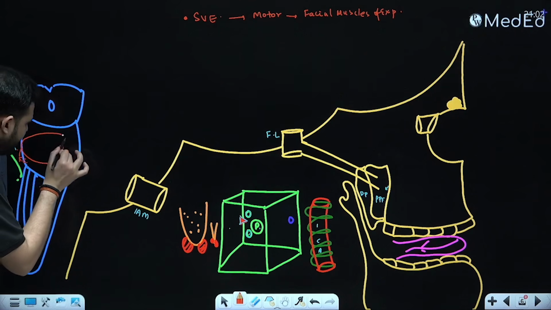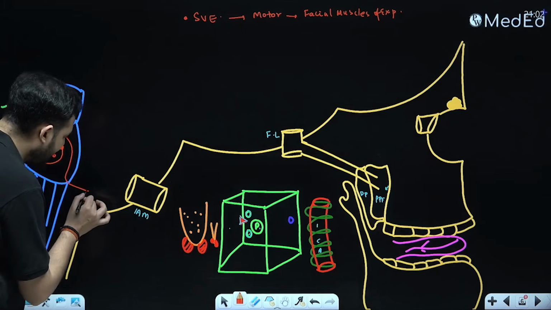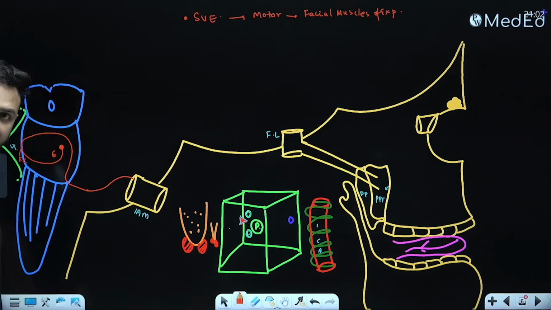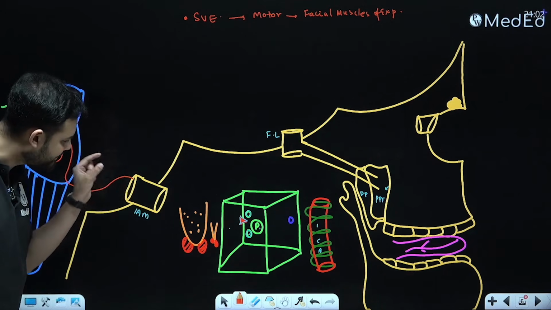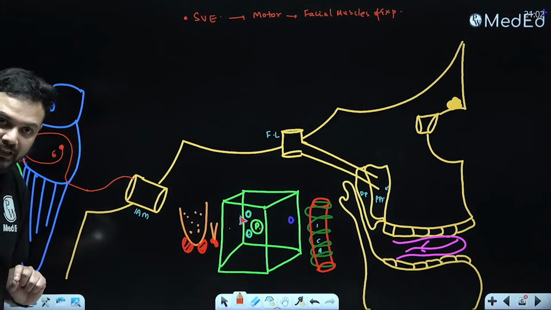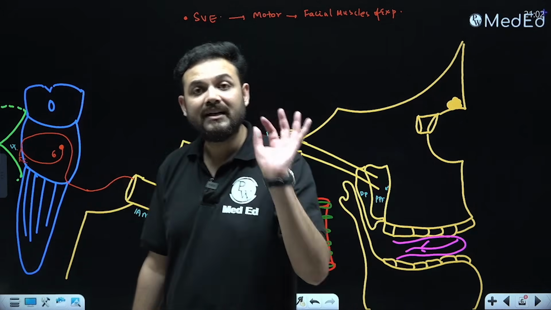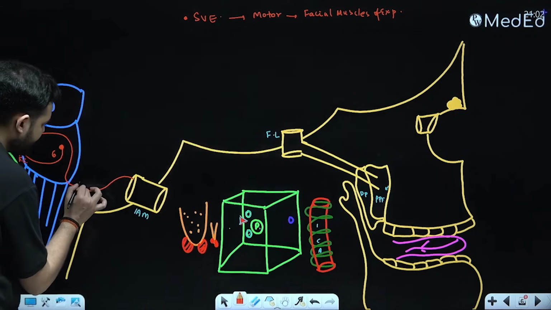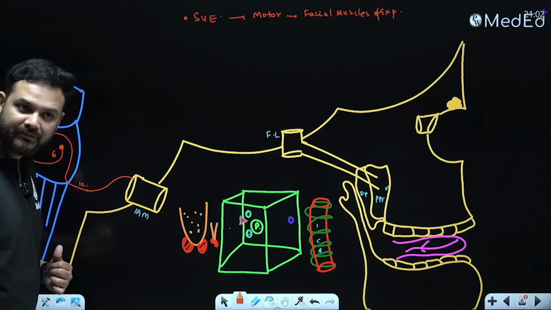Now they exit from the junction between the pons and medulla, the pontomedullary junction, and go into the internal acoustic meatus. So motor fibers start from the pons, turn around the sixth nerve nucleus, come to the pontomedullary junction and enter the internal acoustic meatus. This course from the pons till the internal acoustic meatus is called the intracranial segment. That is the first part of our facial nerve.